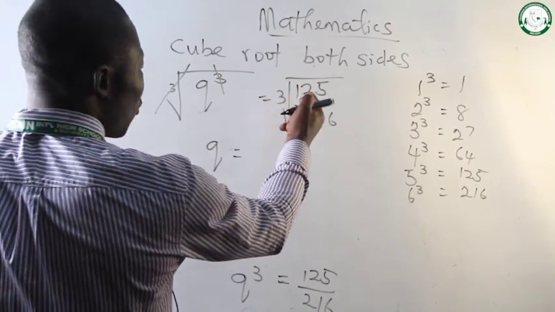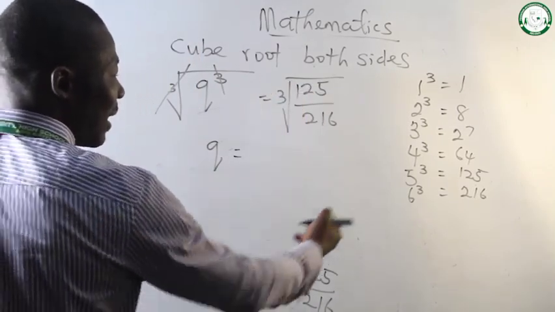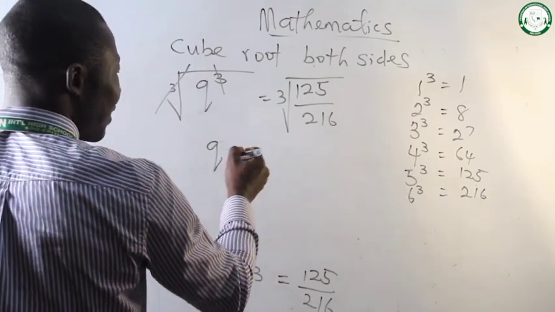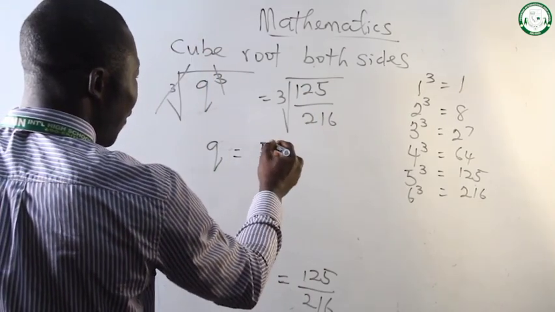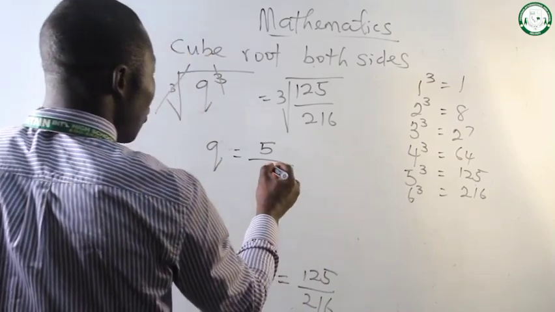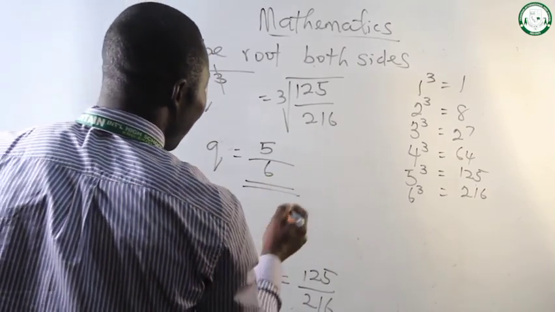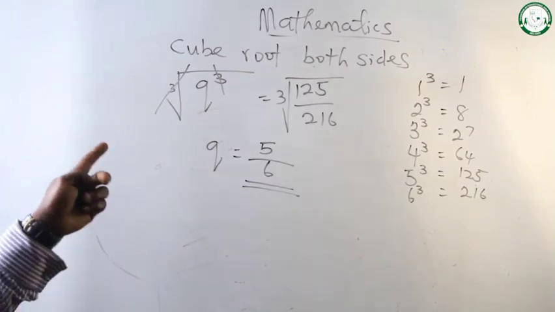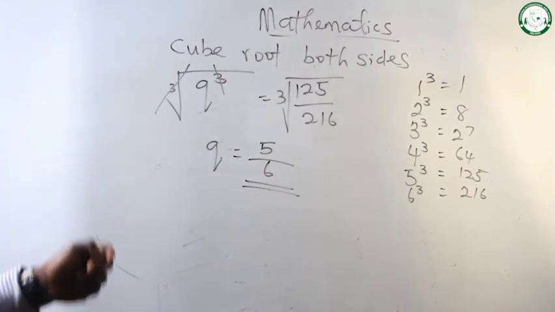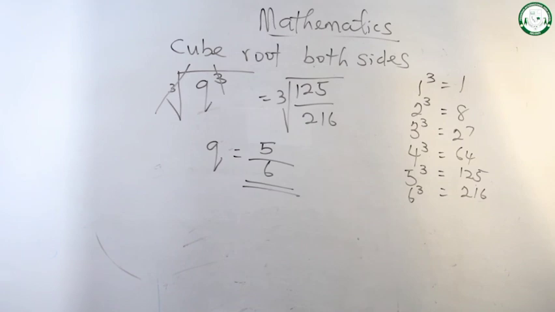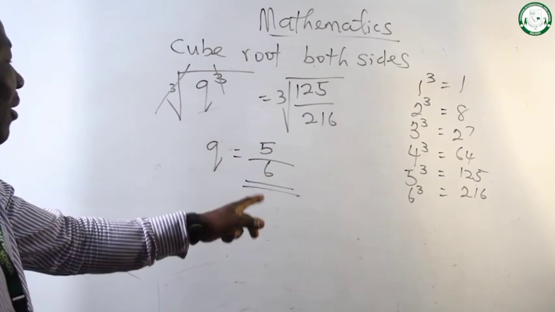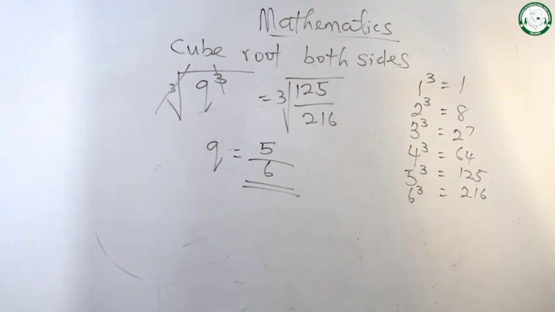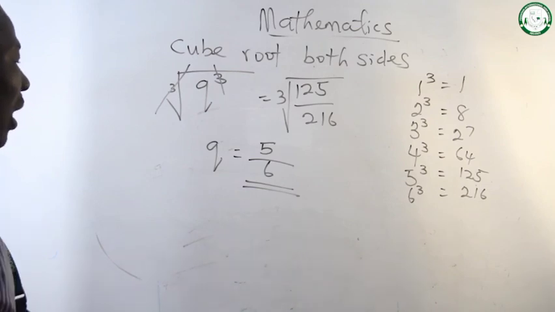It means the cube root of 125 will give me 5, and the cube root of 216 will give me 6. So this is the final answer. The value of q when p equals 216 is 5 over 6. That's all about question number 2.